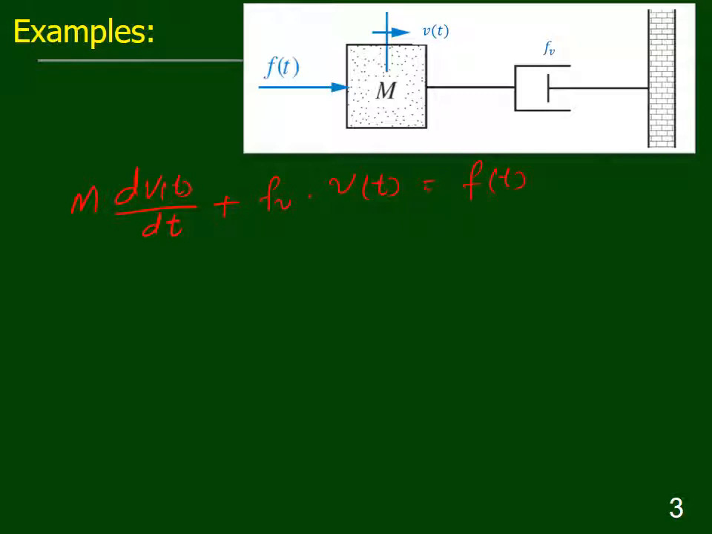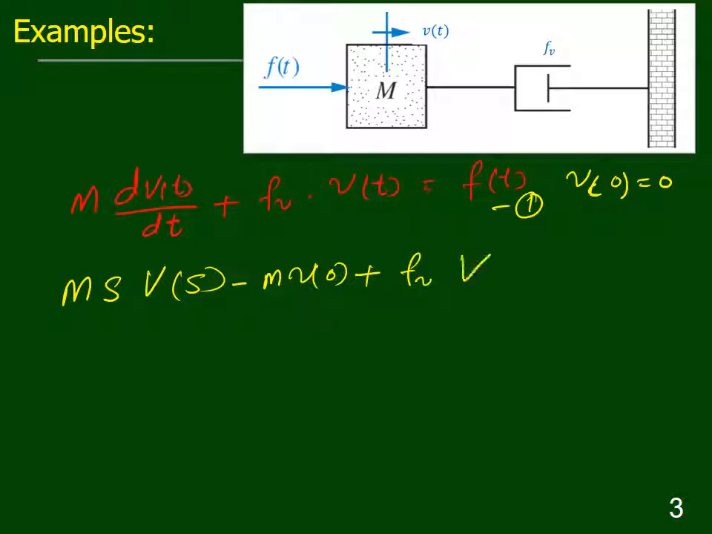Force is a function of the time and velocity is also a function of the time. We consider initially the system was at rest. This means the initial velocity is equal to 0. Now taking the Laplace transform of equation number 1, we will obtain M s V(s) minus M v(0) plus Fv into V(s) is equal to F(s). The input signal force is now in the Laplace domain and the output signal V(s) is now in the Laplace domain. S is a complex variable. Then we can rewrite equation number 2 in the following format as v(0) is equal to 0.